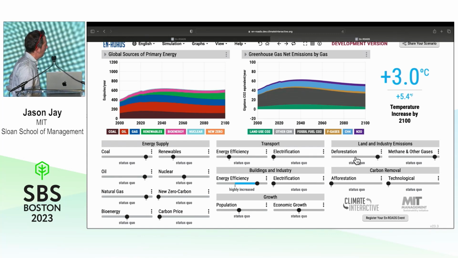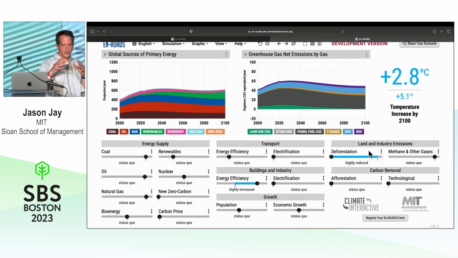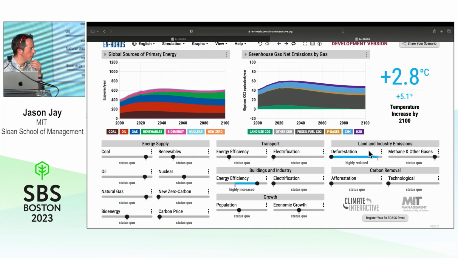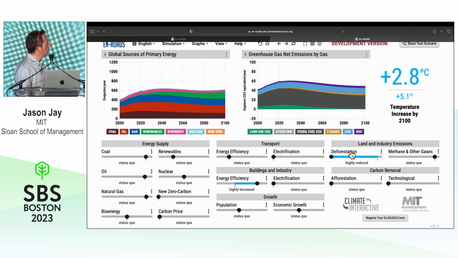So let's see what a pretty significant global effort at avoiding deforestation looks like. That's worth 1/10 of a degree. If you fully stop deforestation entirely, that's worth another 1/10 of a degree. So there's about 2/10 of a degree available there. I think that's pretty significant. And again, there are tremendous co-benefits in terms of preserving indigenous landscapes and preserving biodiversity.